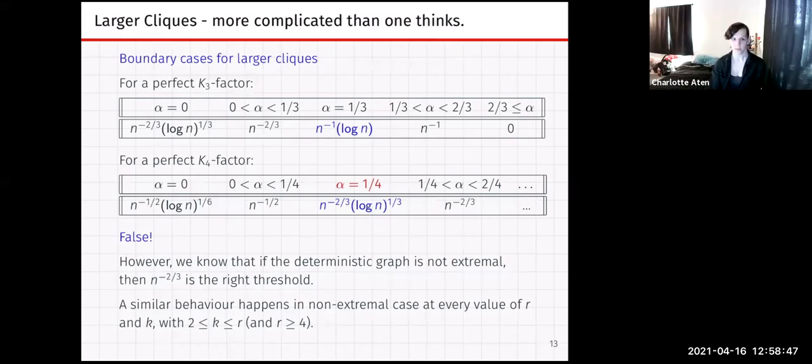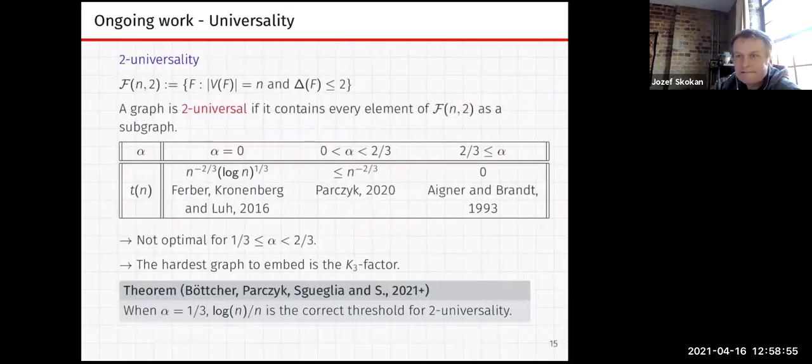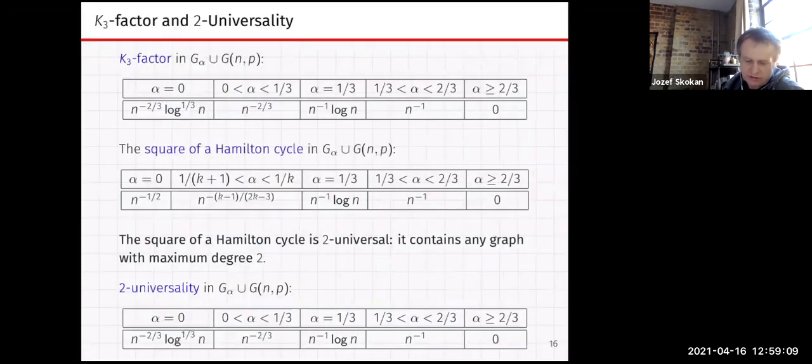So on the topic of universality, you were saying that the maximum degree 3 case is much harder than the maximum degree 2 case. Yes, and the reason is that for 2-universality, when you try to find a threshold for the property that you find any graph with maximum degree at most 2, it essentially reduces to finding a square of Hamilton cycle, because it contains all of these graphs.